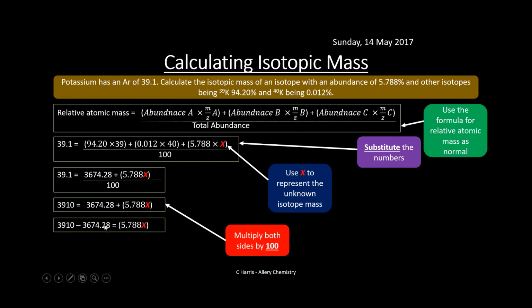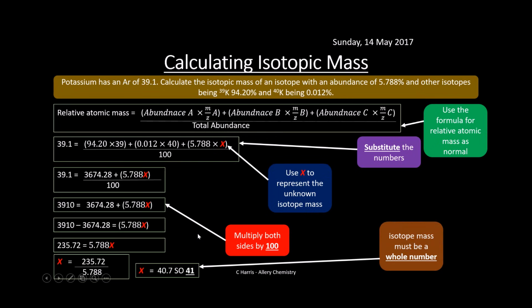Then once we've done that, we drag this number across over to this side, and when we go across the equal sign, we subtract. So it's 3910 minus 3674.28 equals 5.788x. So you can see it's a bit of algebra here. Obviously, if we do this sum, we should get 235.72. That equals 5.788x. Remember, this is the bit we want to work out.